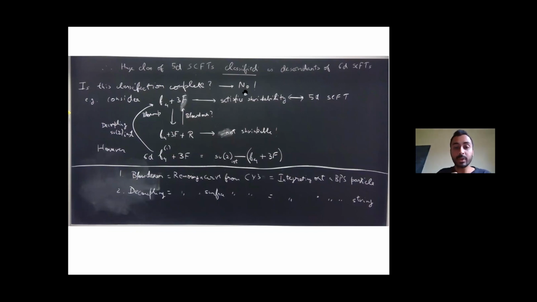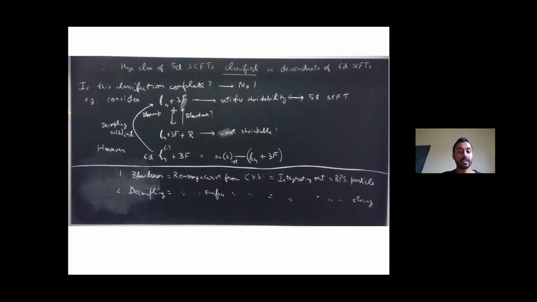And the answer to this is no. So I'm going to describe an example, a counterexample, of a 5D SCFT which does not fall into this classification. This example is a 5D gauge theory which has F4 gauge algebra and three hypers in the 26-dimensional representation of F4. This is known to satisfy shrinkability. So the Calabi-Yau threefold corresponding to it is known to satisfy shrinkability. So it should be a 5D SCFT.